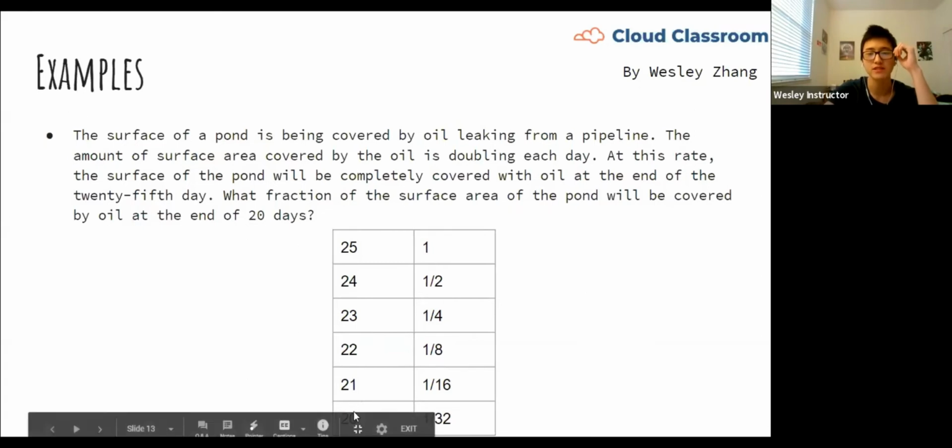Yeah, it says 20 days. So this is the 25th day, 24th day, 23rd, 22nd, 21st. All the way at the bottom is the 20th day.